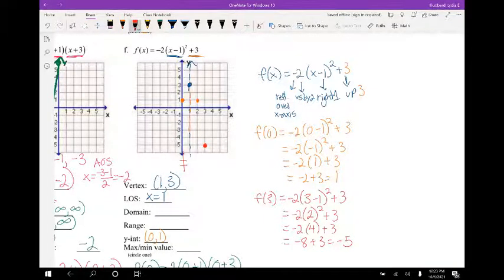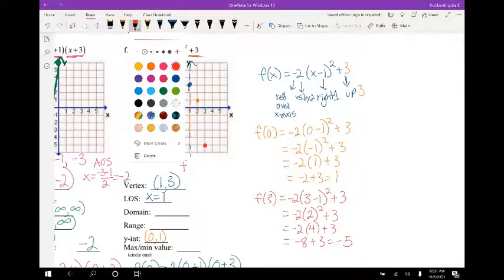So whether you feel more comfortable plugging in or whether you feel more comfortable performing the transformations, I'm fine with either, as long as you are identifying that axis of symmetry and that vertex from the original equation and finding that y-intercept. So then I have 5 points, which is enough to get a halfway decent looking graph. Maybe if I could draw a straight line, it would be.